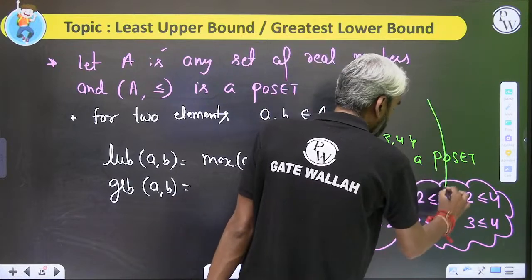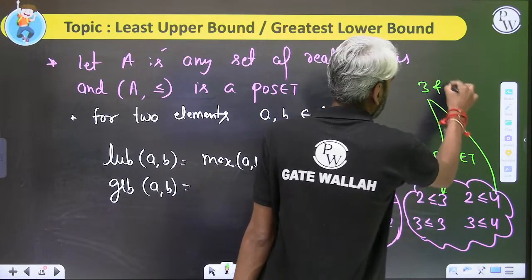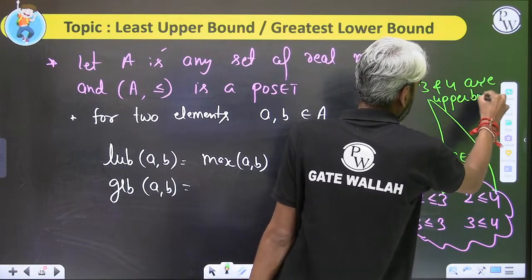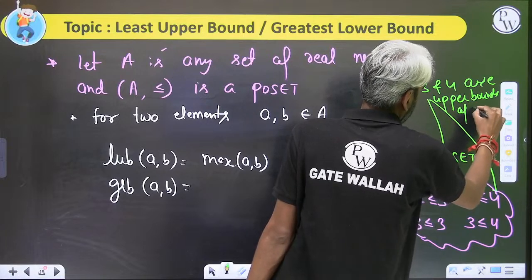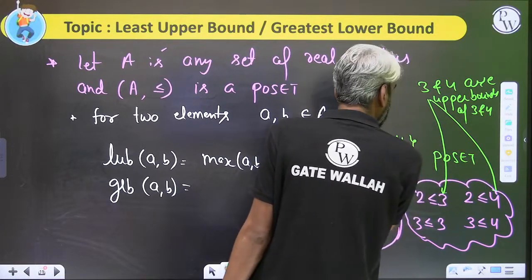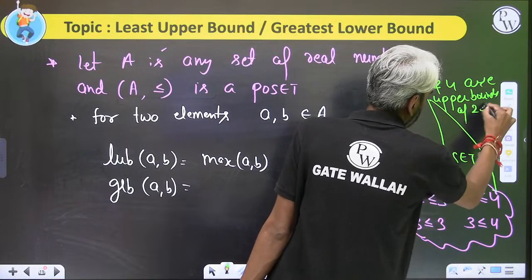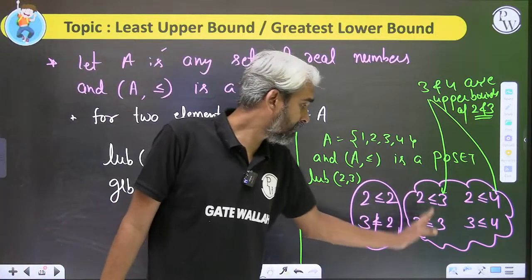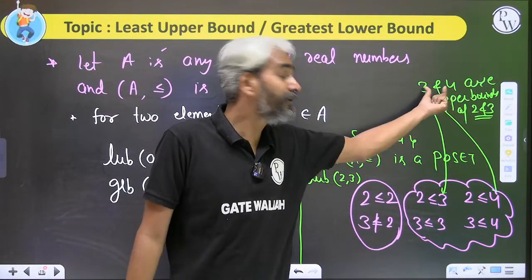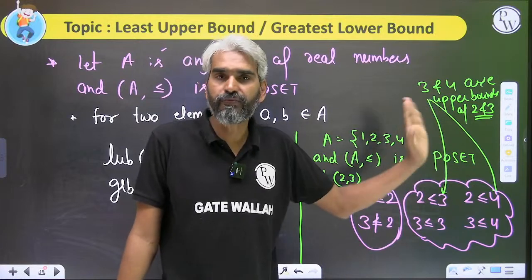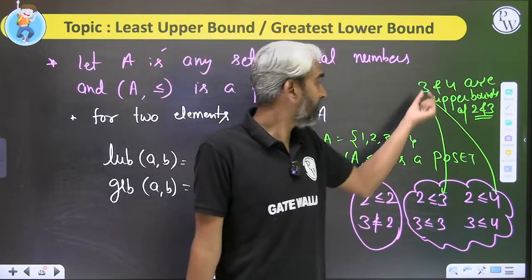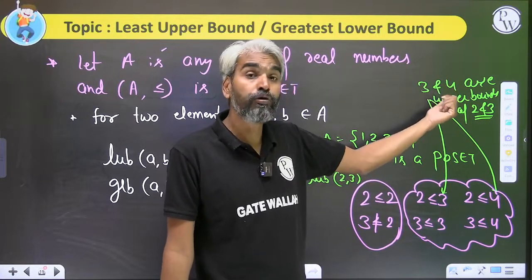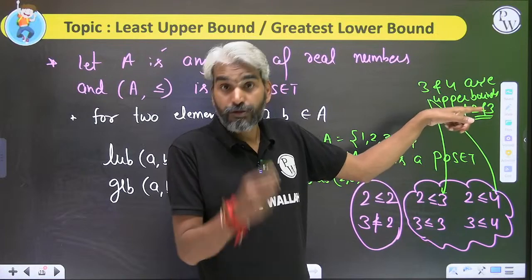So do you realize that 3 and 4 are upper bounds of 2 and 3. But which among these two upper bounds of 2 and 3 is the least one? It's not with respect to number. You only need to see that 3 is on the lower side of 4, but 4 is not on the lower side of 3. So among these two, 3 is the lower one and 4 is the upper one. So the least one will be 3.